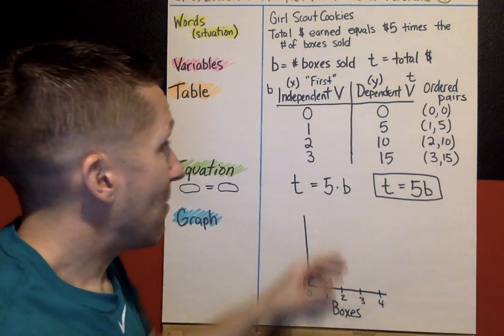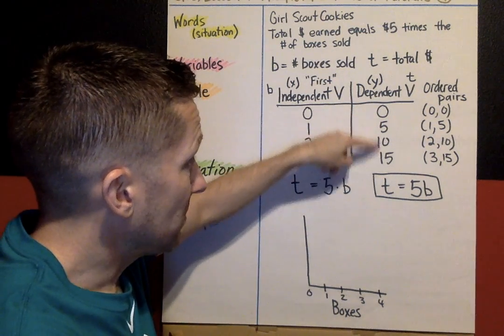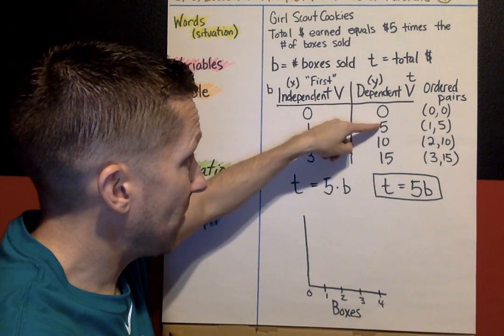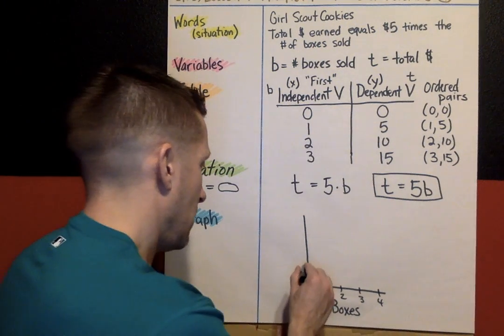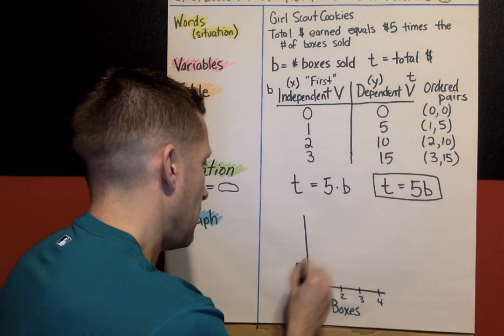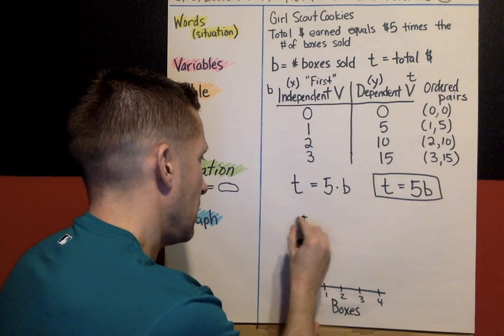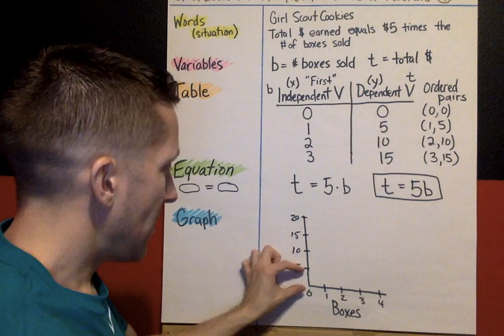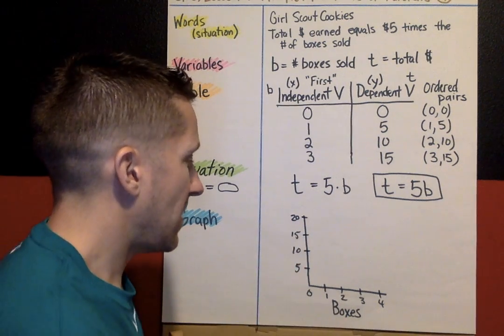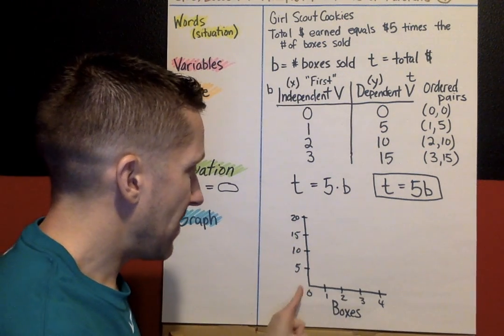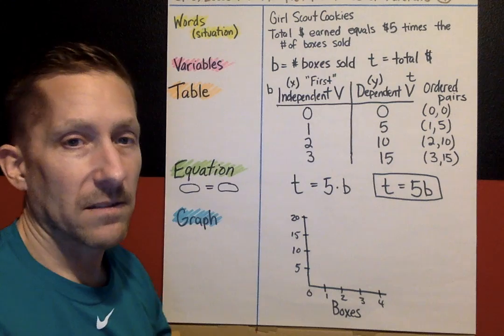So what do I want to count by? I'm looking at my ordered pairs. It looks like 5 is a good way to count. 5, 10, 15, 20. Remember, our intervals have to be counting by the same thing. Here they're counting by 5s. Here they're counting by 1s.